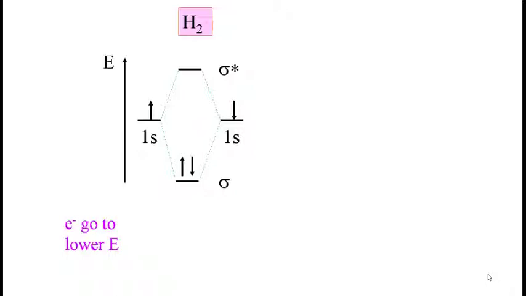H2 has 2 total electrons, so it may be puzzling as to why the diagram shows 4 arrows. Remember that this is a before and after picture. The electrons in the atomic orbitals show the energy before bonding, while the electrons in the sigma bonding molecular orbital show the energy after bonding.